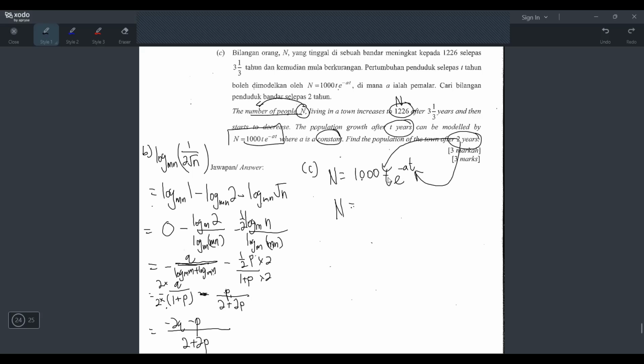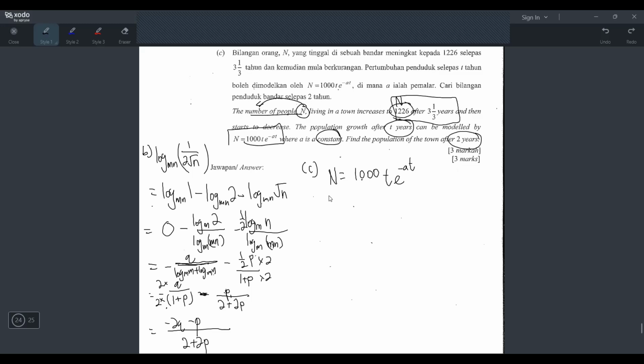You know why? Because even if you substitute t is 2, you still need the a value, right? e is already a number, so it's fine, but you need the a value. That is why you cannot straight away find the population after 2 years. You need to focus on finding the a value first. And how to find it? Use this information. That is why they give you some information here first.